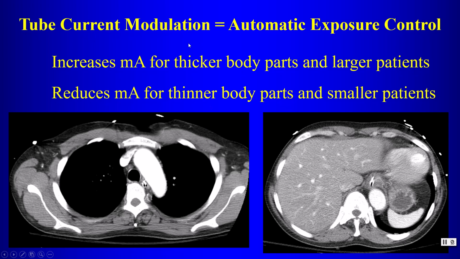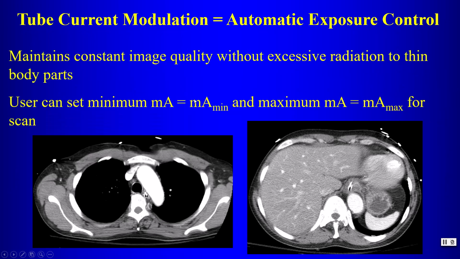And this is done through tube current modulation or automatic exposure control. So what this does is it increases the mA for the thicker body parts or for larger patients. So here, when you're scanning through the liver, you want more mA, so that gives you less noise and better image quality. Here, we're scanning through the lungs, you don't have nearly as much soft tissue, so here you can have diagnostic image quality with less mA. So here you'd want to reduce the mA for your thinner body parts and also for smaller patients. So this allows you to maintain constant image quality without excessive radiation to thin body parts.